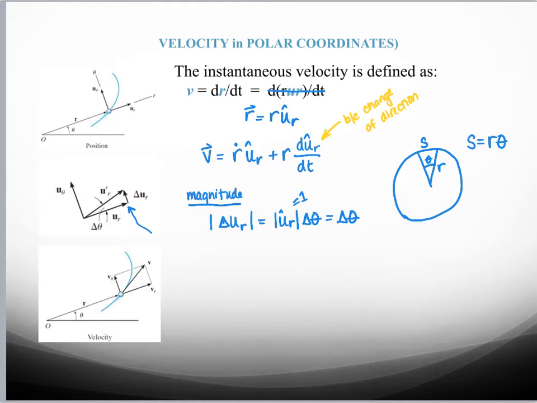And so, of course, since that's the delta u sub r, it can also represent du sub r. And then if we want to find du sub r dt, it's just taking d theta dt, which equals theta dot. And so that's the magnitude, I should keep this absolute value sign, of that change in that unit vector. But then we also are trying to figure out, what's the direction?